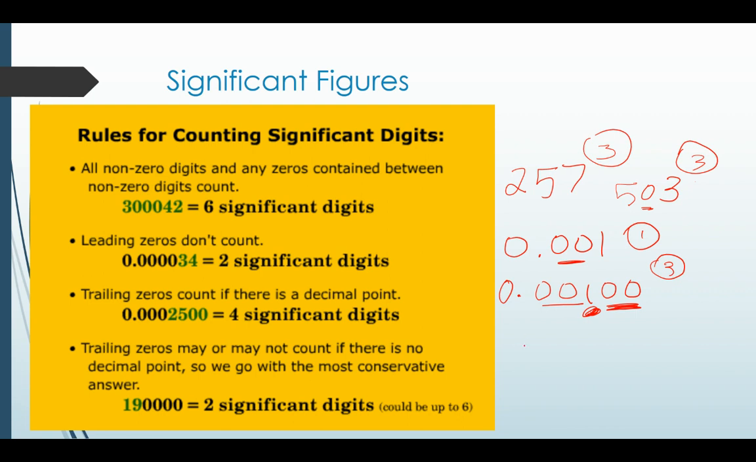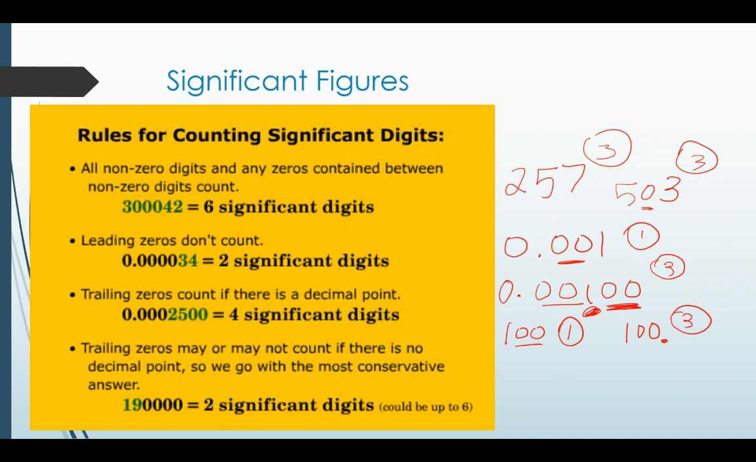And then trailing zeros may or may not count as significant figures. If I have the number 100, these zeros are not significant. It only has one sig fig. But if I know I measured the tens and ones place, then I would put a decimal point, and then all of them would be significant.